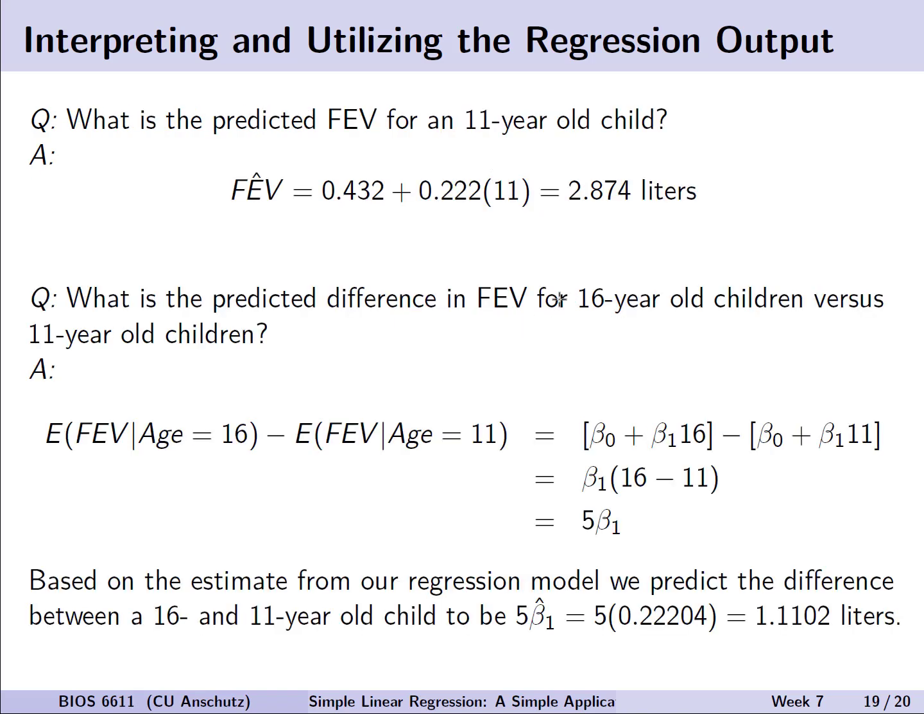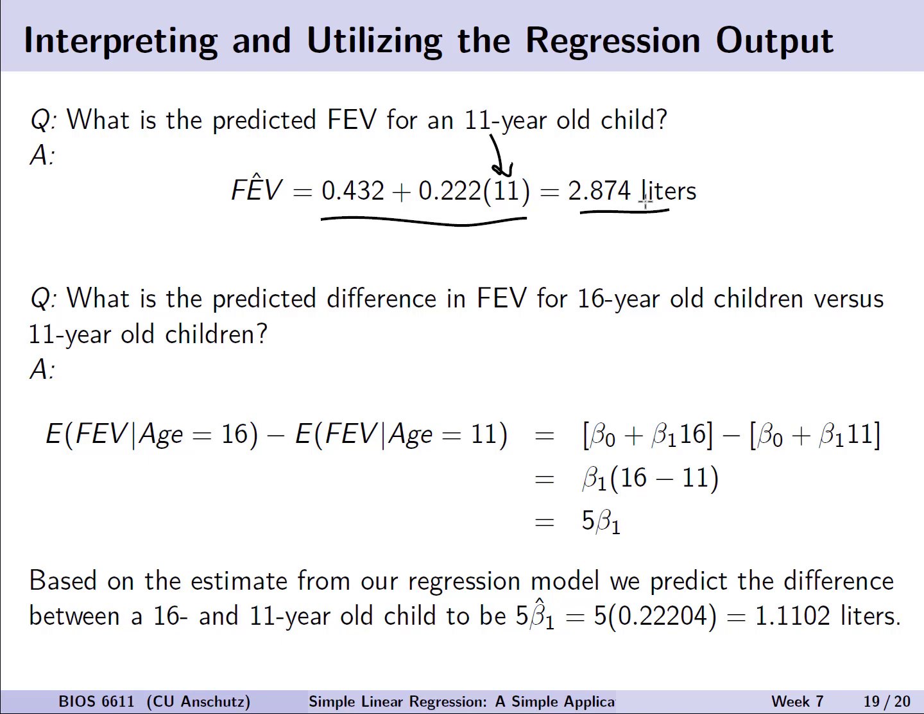We can also answer questions about prediction. For example, we might ask, what is the predicted value of FEV for an 11-year-old child? We can see here that we simply take our regression equation, plug in that age to our framework, do some number crunching, and we see that it's 2.874 liters on average.